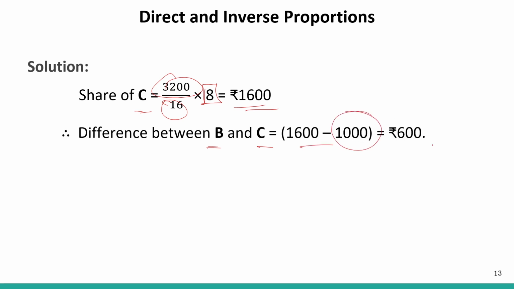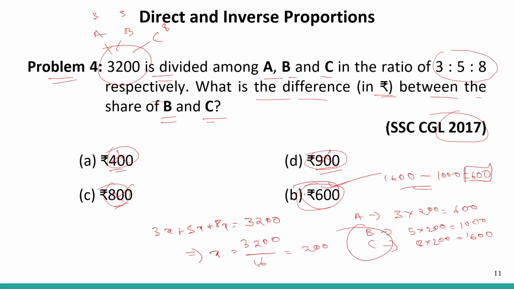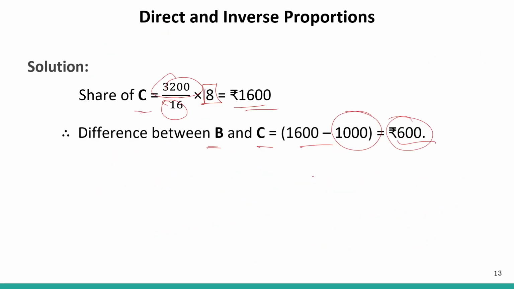So how much is it? It is actually 600 rupees, right? So 600 was the correct option in B. Okay, so the correct option was B, that is 600. So let's go forward to the next question.